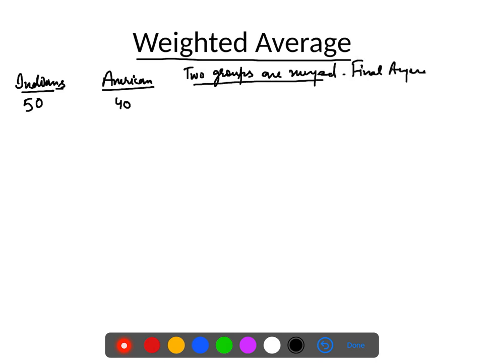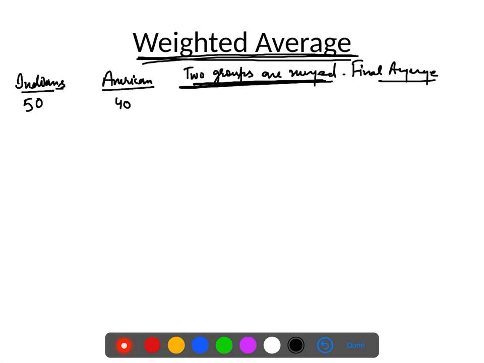Final average score means the average score per person of the bigger group. So wherever two groups are getting merged, that situation is your weighted average situation. That's how we identify in the question whether we are using weighted average logic or not.